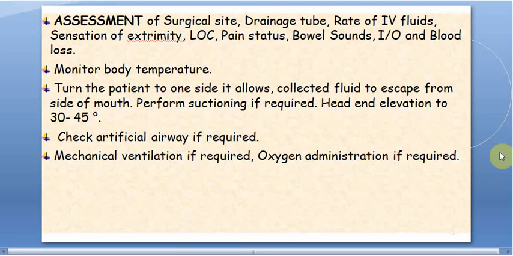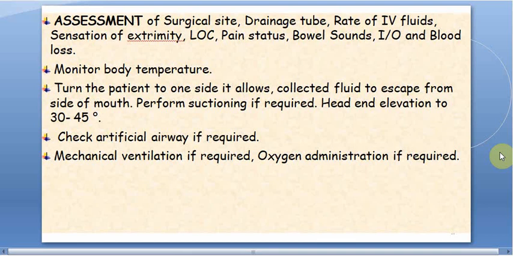Next is assessment of the surgical site drainage tube. Then how much IV fluids are given, what the sensation of the extremity is, whether it is normal, the level of consciousness, and what the pain status is. You have to use a pain scale. There are lots of different types of pain scales, such as the numerical pain scale and other rating scales, so you can use any type. You also have to monitor the bowel sounds. Get the intake and output and see the blood loss.